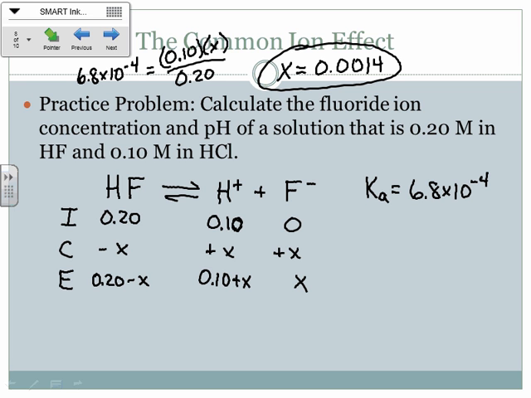That's not the answer to our problem. The answer is the 0.1 plus this 0.0014. Actually, let's check our assumption and see if it was okay that we made it. 0.0014 divided by 0.1 times 100, 1.4%. All right, we're okay.